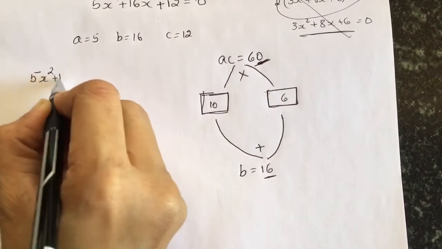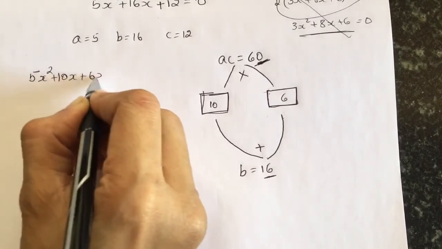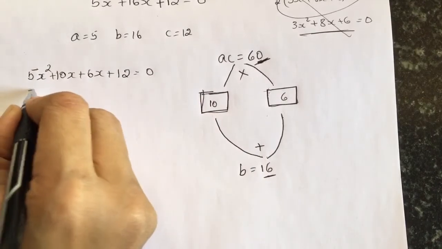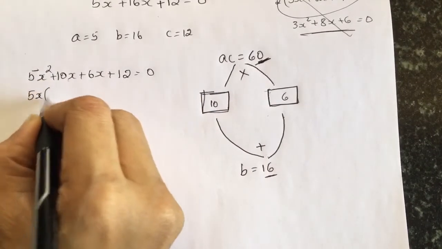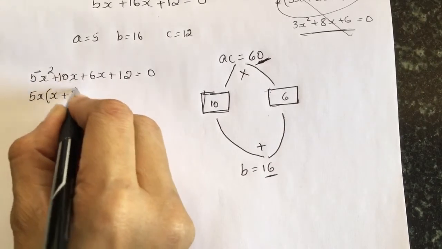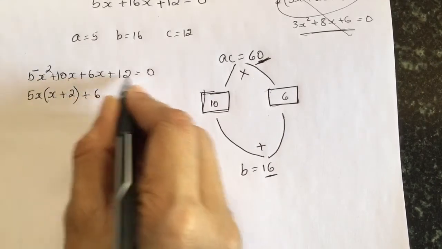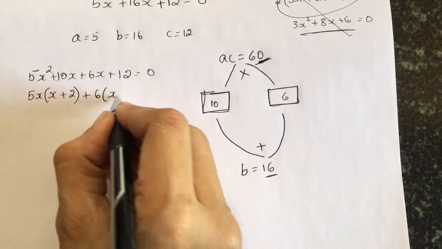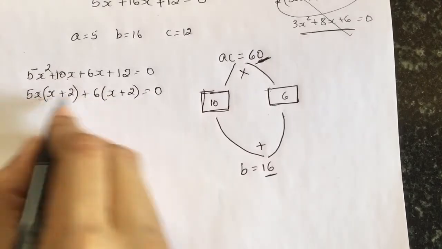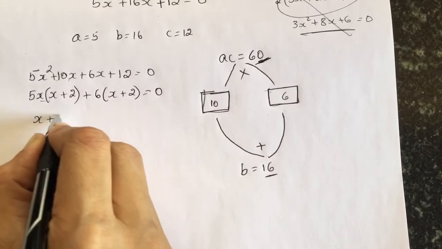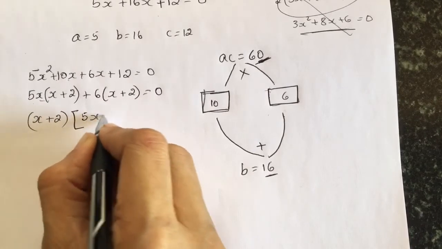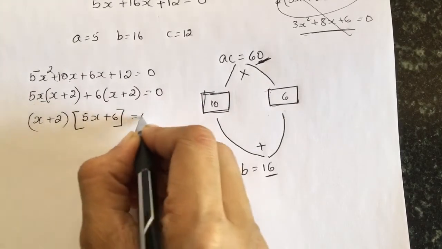5x square plus 10x plus 6x plus 12 equal to 0. Then take out the common term in these two, that's 5x, and 5x into x plus 2 gives 10x. Here you take 6 outside, so it's x plus 2 equal to 0. In these two, x plus 2 is common. Remaining is 5x plus 6 equal to 0.